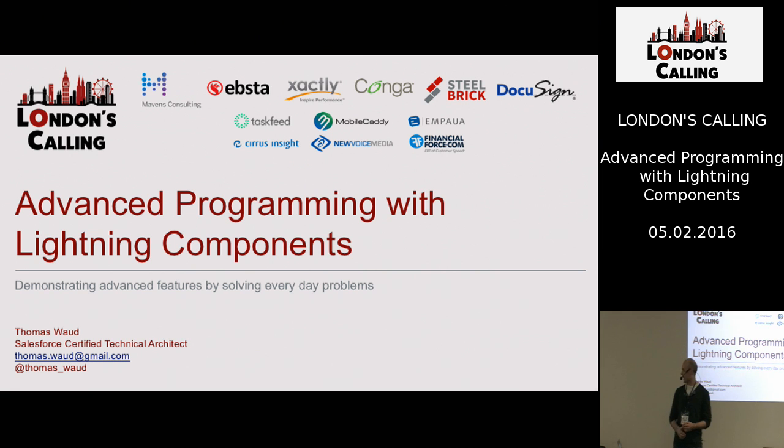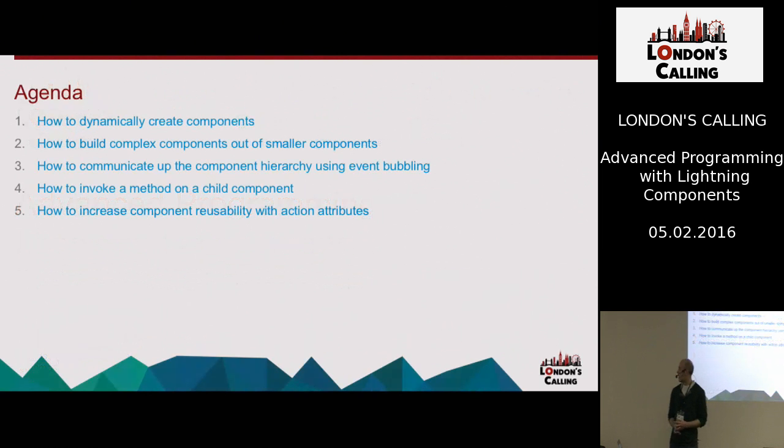So what are we going to look at? There are 5 areas, and these are the topics that I want to speak about, but it is very much going to be put in context through examples. The first one is how to dynamically create components. The second topic is how you might build a complex component out of smaller ones, so breaking down a bigger problem into smaller parts. The third one is about communicating with component events.